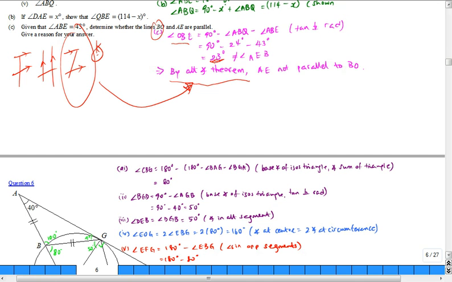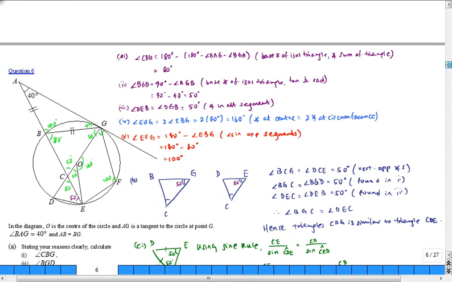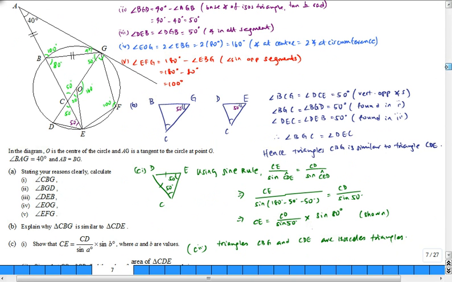Let us go on to question 6. A, does anybody need help? 6B. Six C. Okay, 6C is part 1.